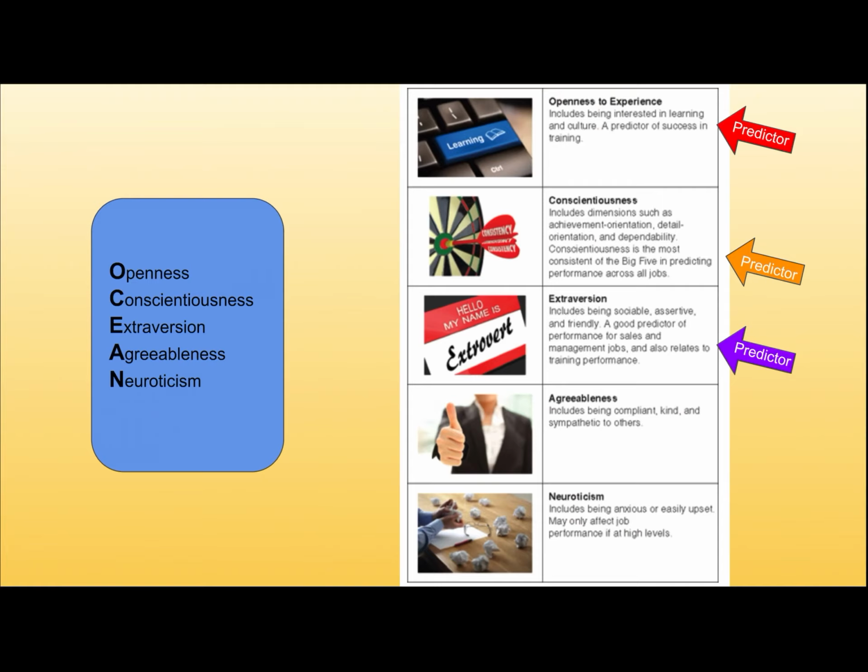Let's look again at the Big Five, the five factors of personality. As you can see on the left, if you look at the first letter of each factor, it spells the word OCEAN. That's how I remember them. O for openness, C for conscientiousness, E for extroversion, A for agreeableness, and N for neuroticism, spells OCEAN. As you can see on the right-hand side, the top three are very good predictors of job performance.